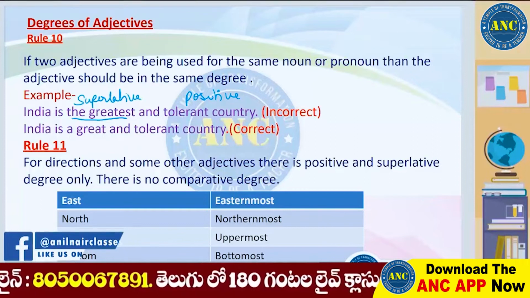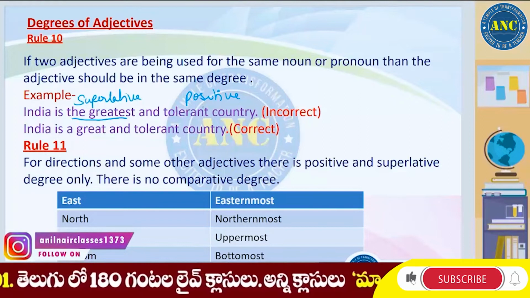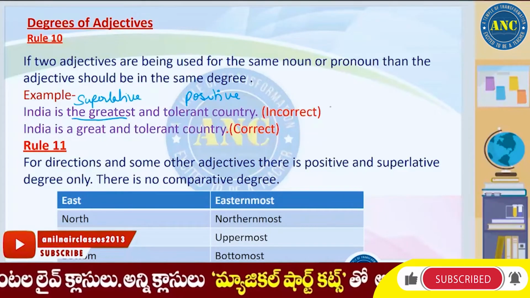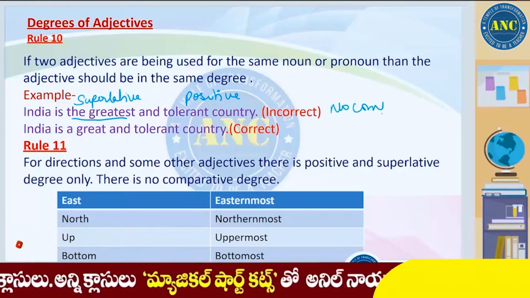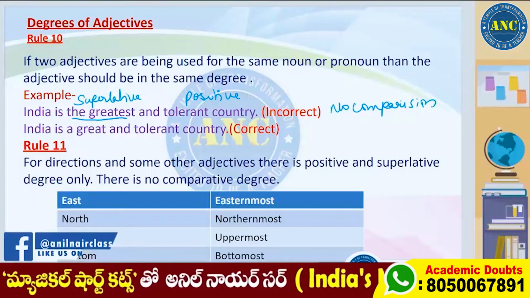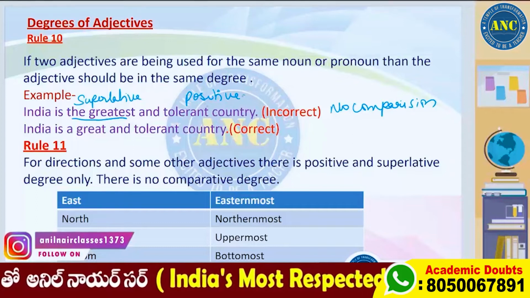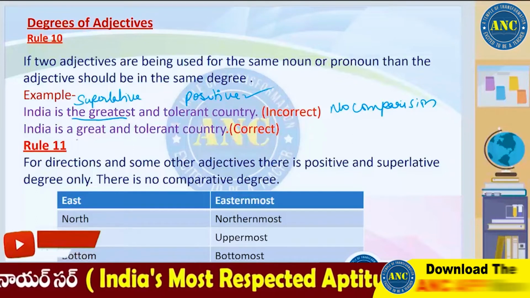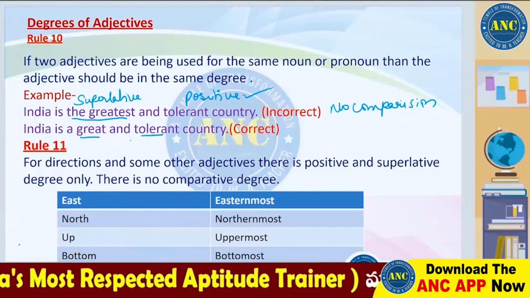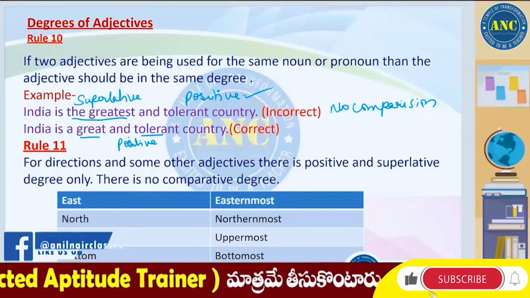Now to decide which degree is correct, whether we have to use the positive or the superlative degree, look at the sentence. Is there any comparison happening? And we observe that no comparison is happening over here. Since there is no comparison, we are just showing the characteristics of a country, India, right? So that's why the positive degree will be correct. So we'll say India is a great and tolerant country. So great and tolerant both are in the positive degree, so they are correct.